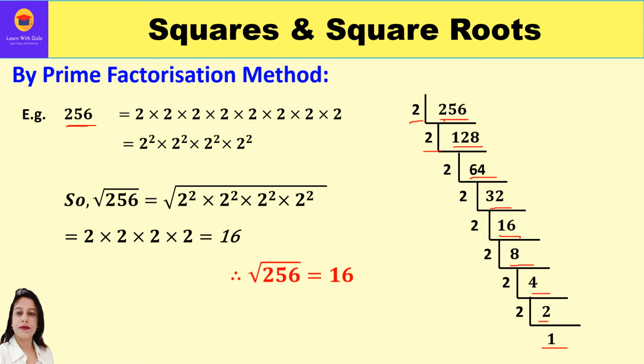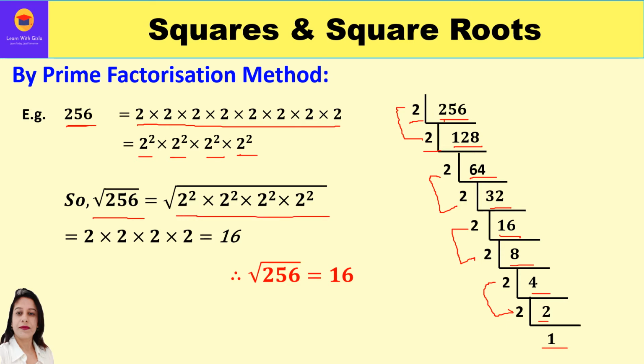Further, I will write the product of factors, and I will start making pairs. 2 into 2 is 2 square, 2 into 2 is 2 square, 2 into 2 is 2 square, 2 into 2 is 2 square. So all these factors can be grouped into pairs, like you can see. Now I can say that the square root of 256 is the square root of 2 square into 2 square into 2 square into 2 square.